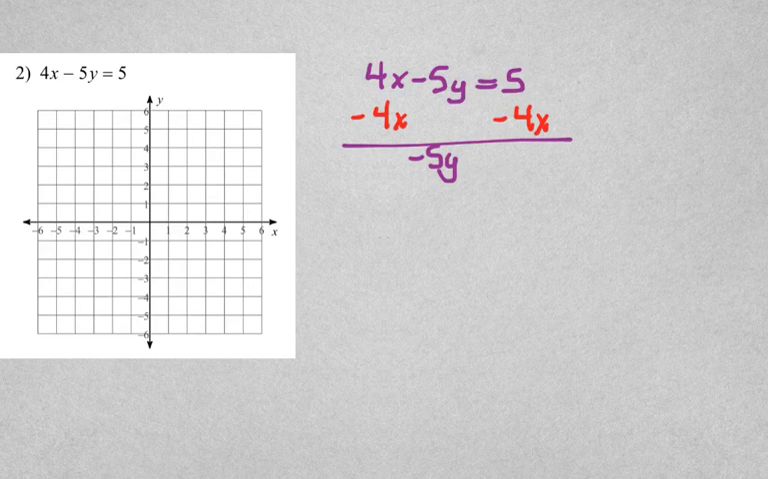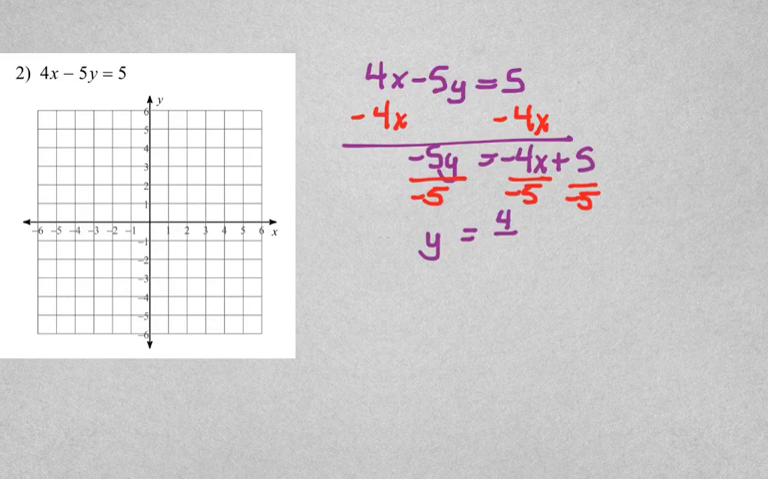So again, the first thing we're going to do is solve this equation for y to get y by itself. So I need to move the 4x over. And I end up with negative 5y is equal to a negative 4x plus 5. This time I'm going to divide everything by a negative 5. End up with y is equal to 4/5 x minus 1.